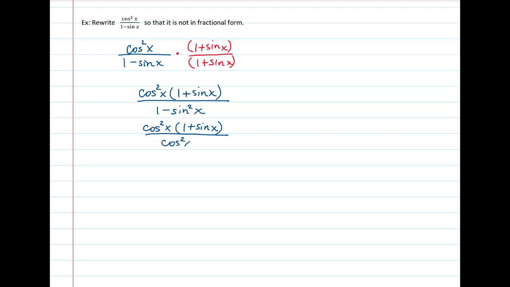The bottom changes to cosine squared of x by my Pythagorean identity. And then now notice how I have cosine squared of x on top and bottom, so they cancel each other out, leaving me with 1 plus sine of x, which is not in a fractional form anymore.